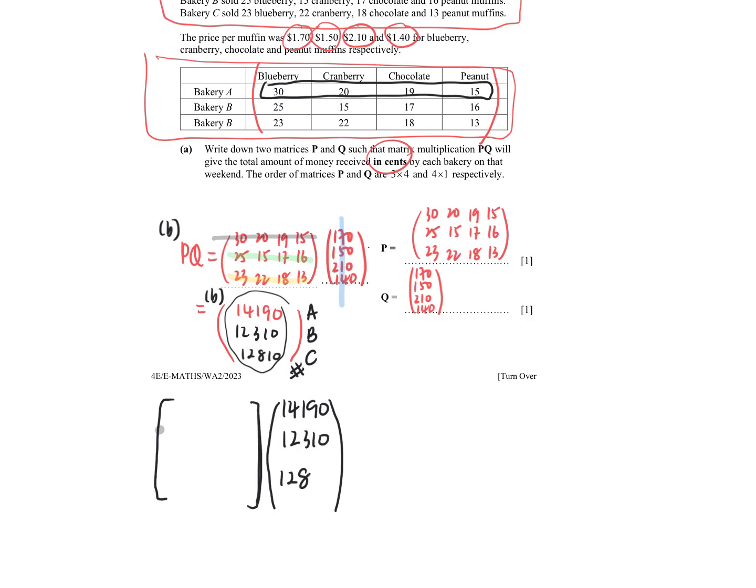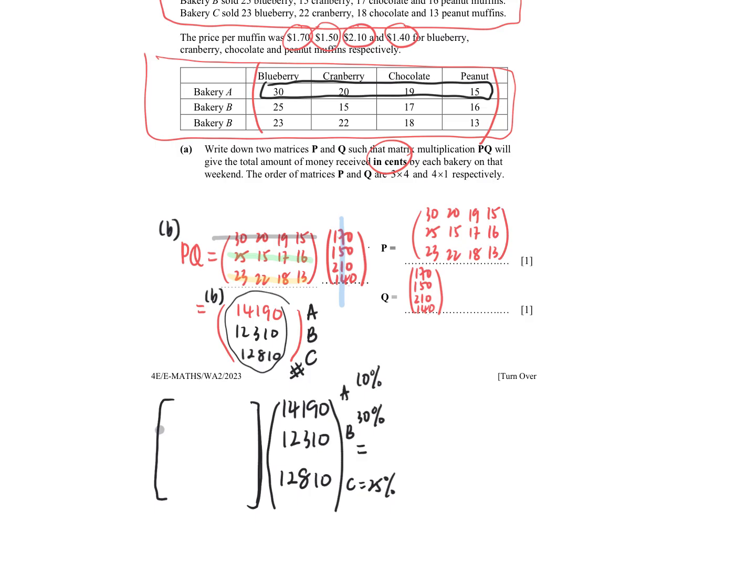They want you to multiply matrix R with your answer from part B, so that it will tell me what is the amount that each of them will get on that weekend. So what do you think I need to do? This first one, bakery A gets a 10% discount. Bakery B gets a 30% discount. And bakery C gets a 25% discount.